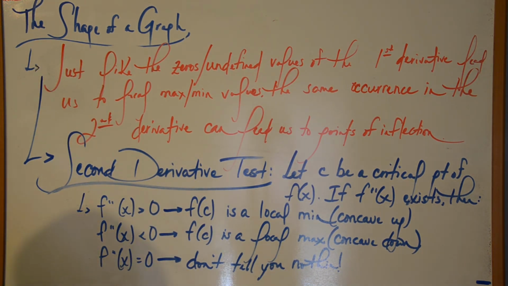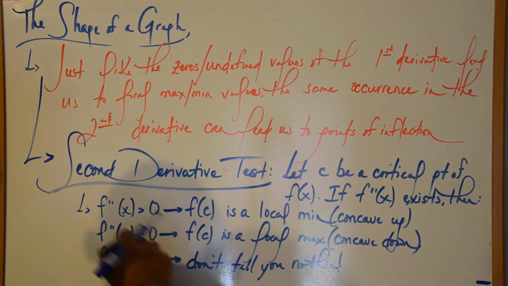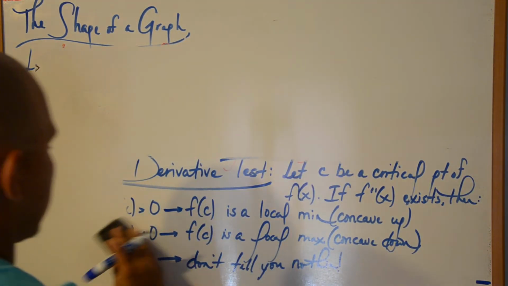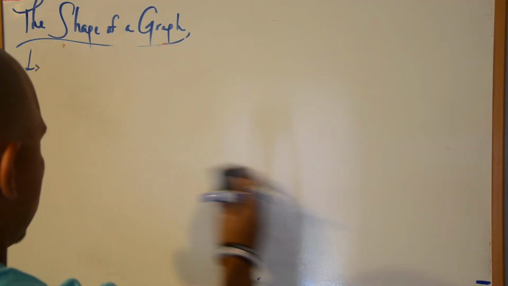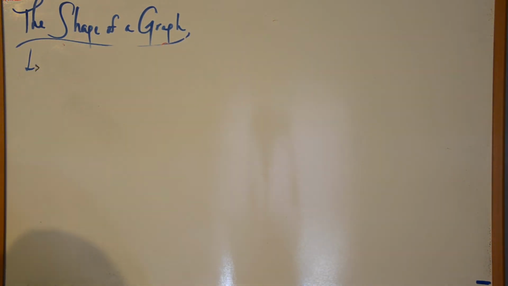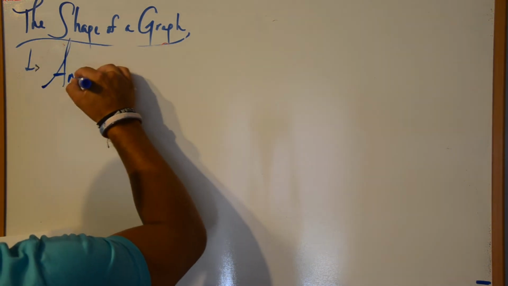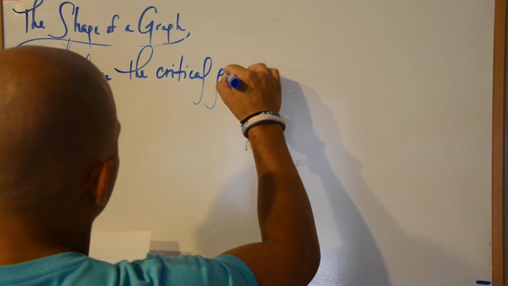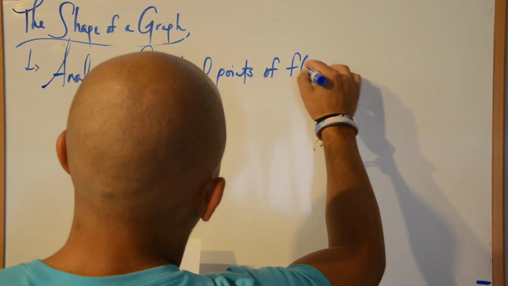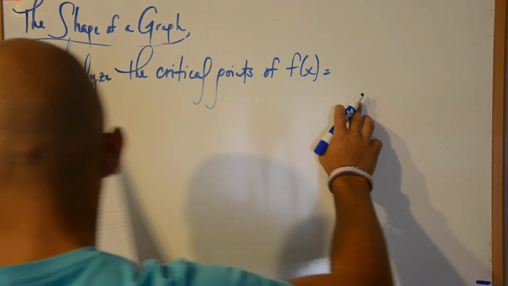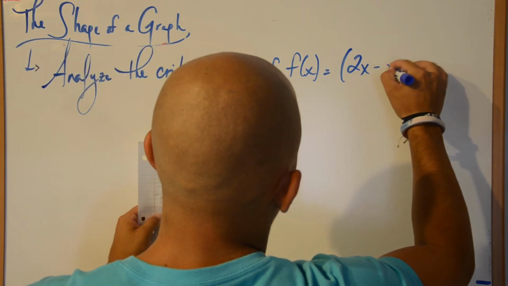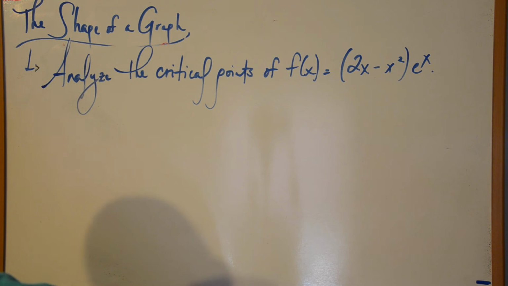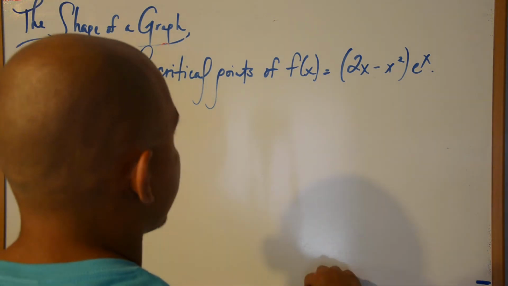But let's take a look at one of these. Let's see what this looks like in action. Analyze the critical points of f of x, and gone are the days of our nice beautiful polynomial functions. Enter this juggernaut. So we're clearly going to have to make our way to the second derivative.